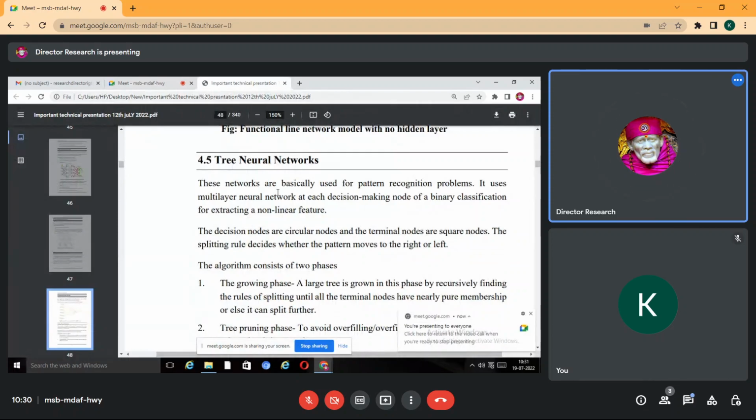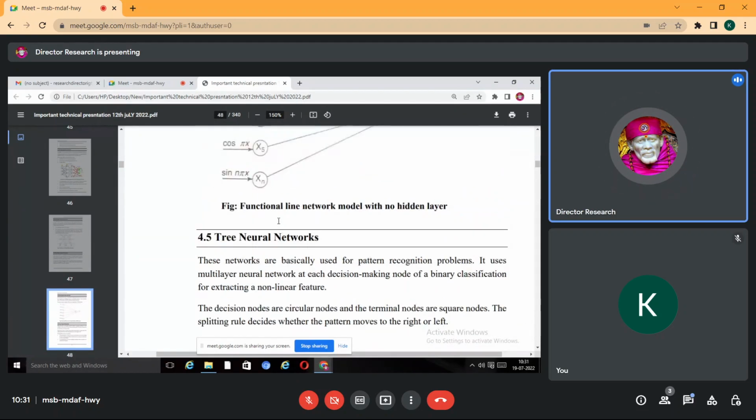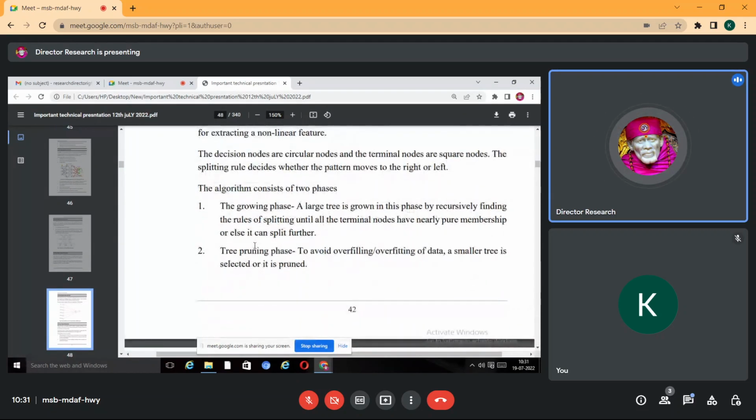Next discussion is tree neural networks. These networks are basically used for pattern recognition problems. It uses a multi-layer neural network at each decision-making node of a binary classification for extracting a nonlinear feature. The decision nodes are circular nodes and the terminal nodes are square nodes. The splitting rule decides whether the pattern moves to the right or left. The algorithm consists of two phases.